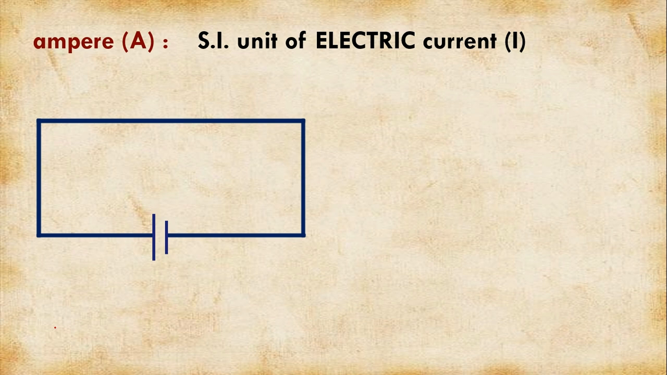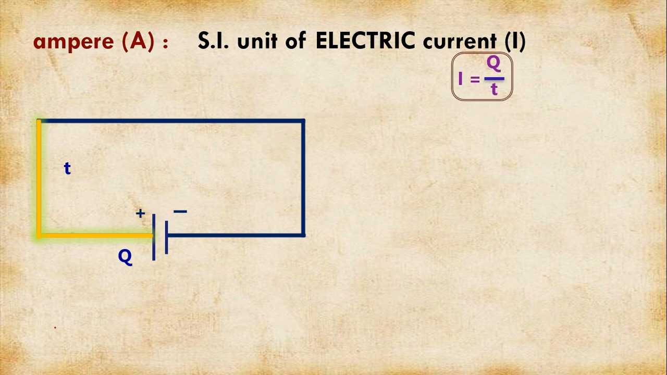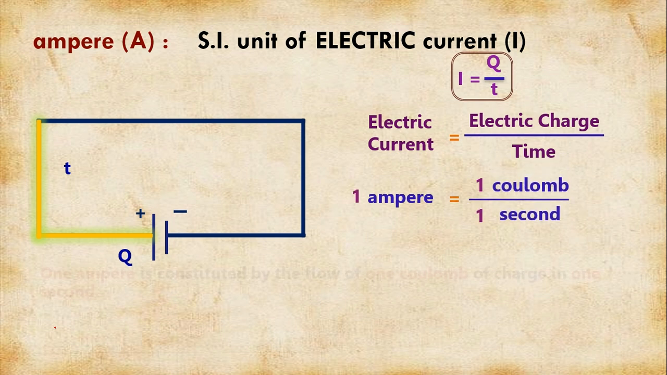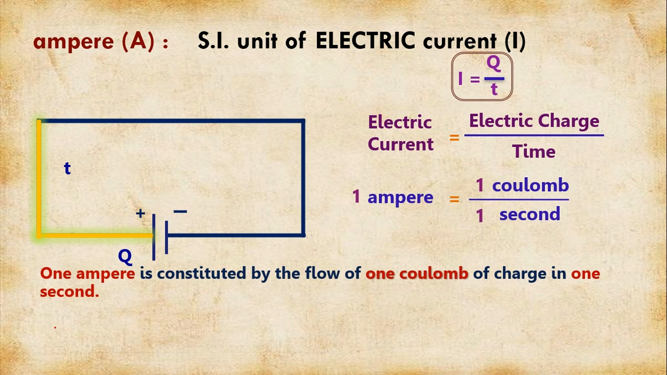Look at the same circuit having the higher potential and lower potential, and when the charge Q flows through the conductor in a given time T. Okay. Charge per time is nothing but current. I is equal to Q by T. Is it right? So electric current is equal to electric charge by time. So ampere is equal to coulomb per second. Okay. So 1 ampere is equal to 1 coulomb per second. 1 ampere is constituted by the flow of 1 coulomb of charge in 1 second.